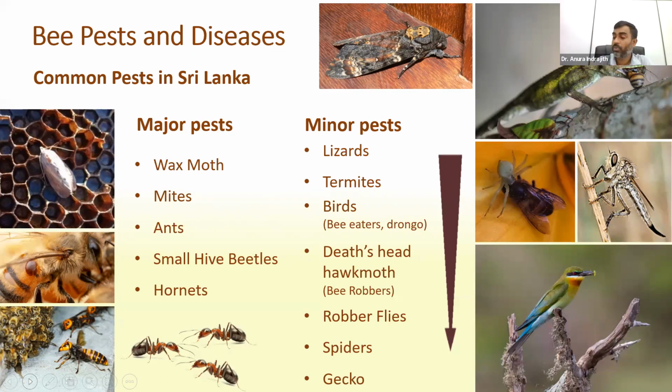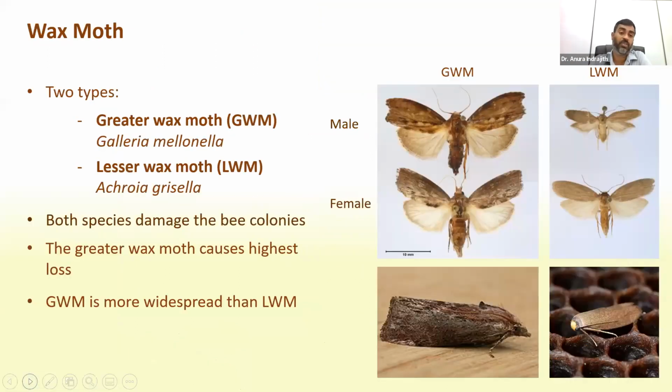When we discuss bee pests, the main pest actually is the wax moth. Why do we call them wax moth? Wax moth means the larvae of this moth feed on the wax, the beeswax.